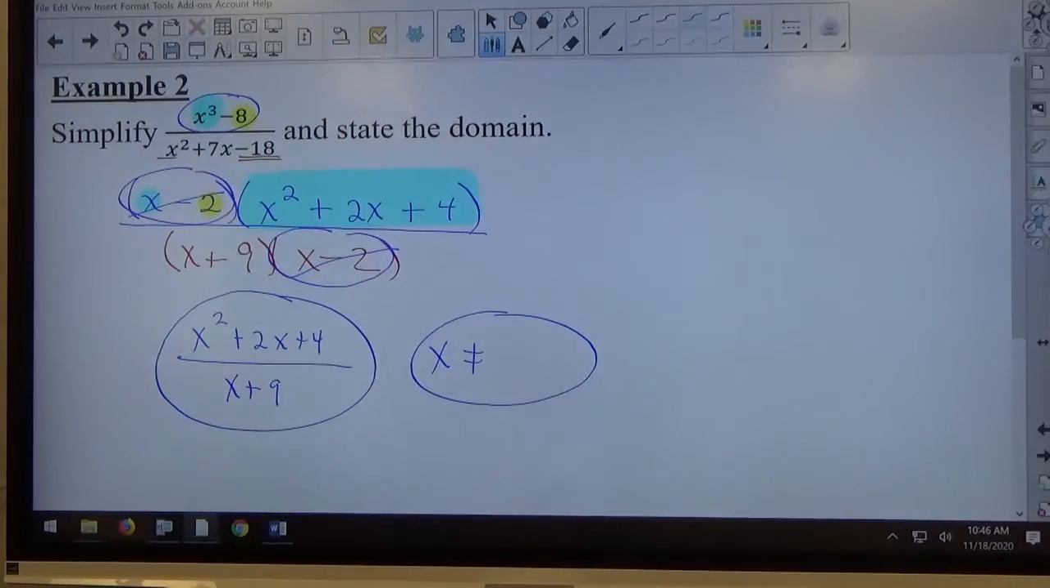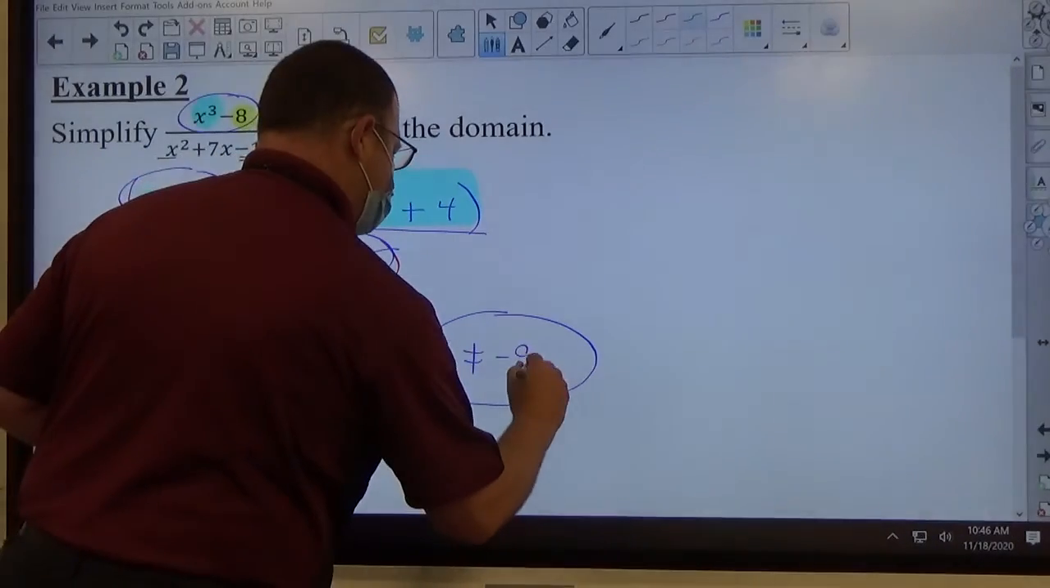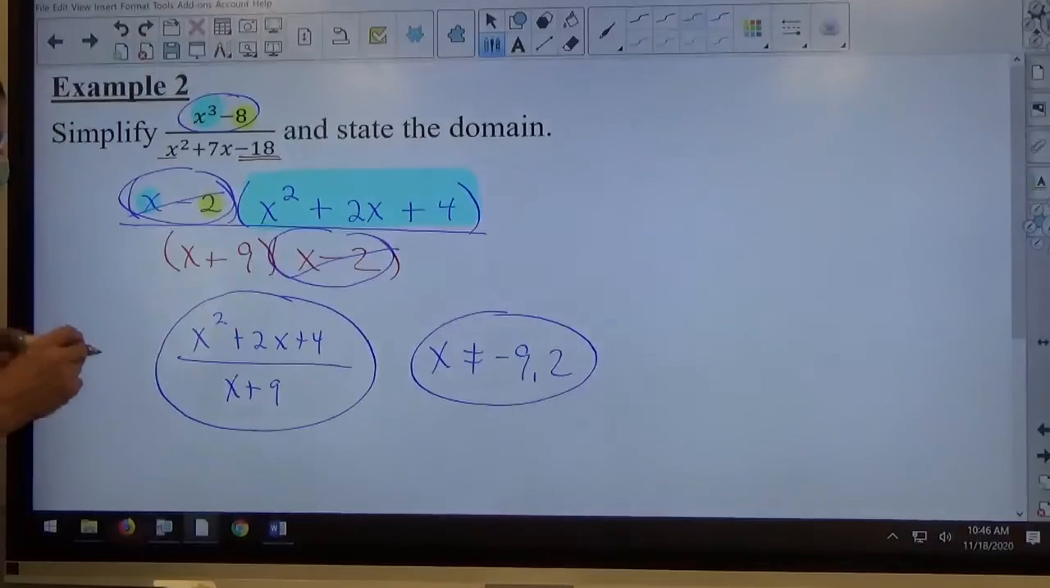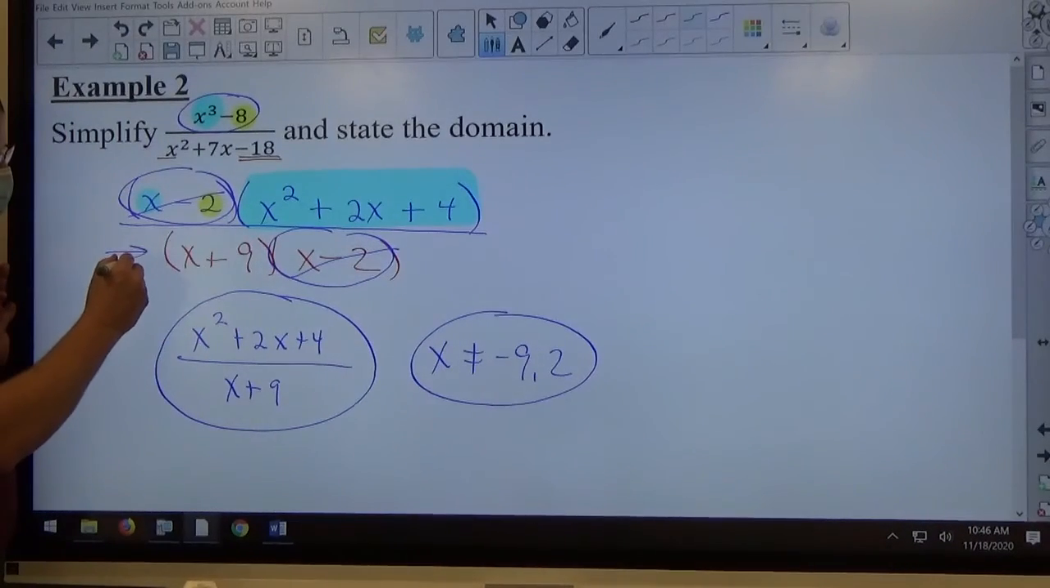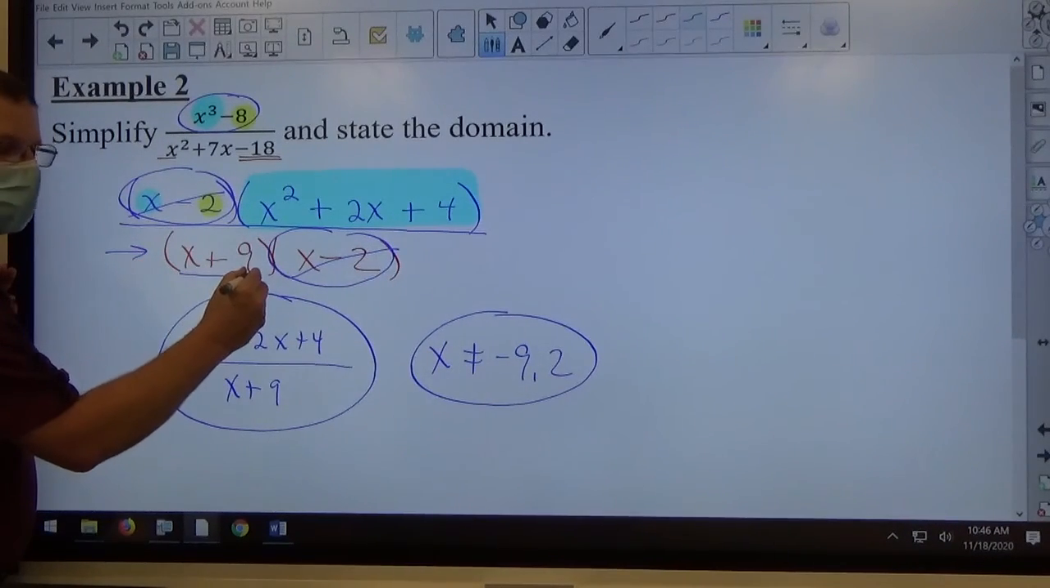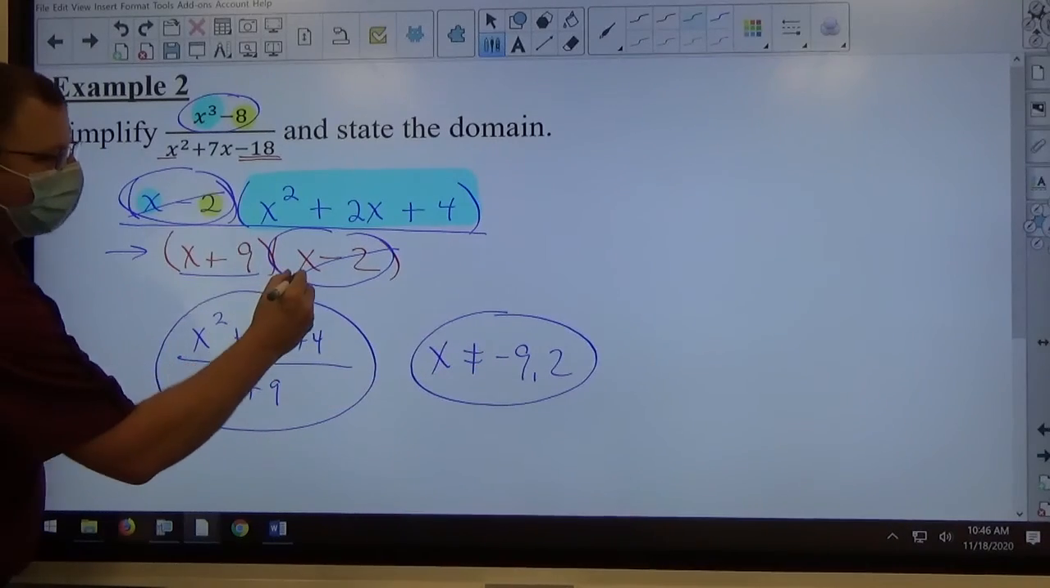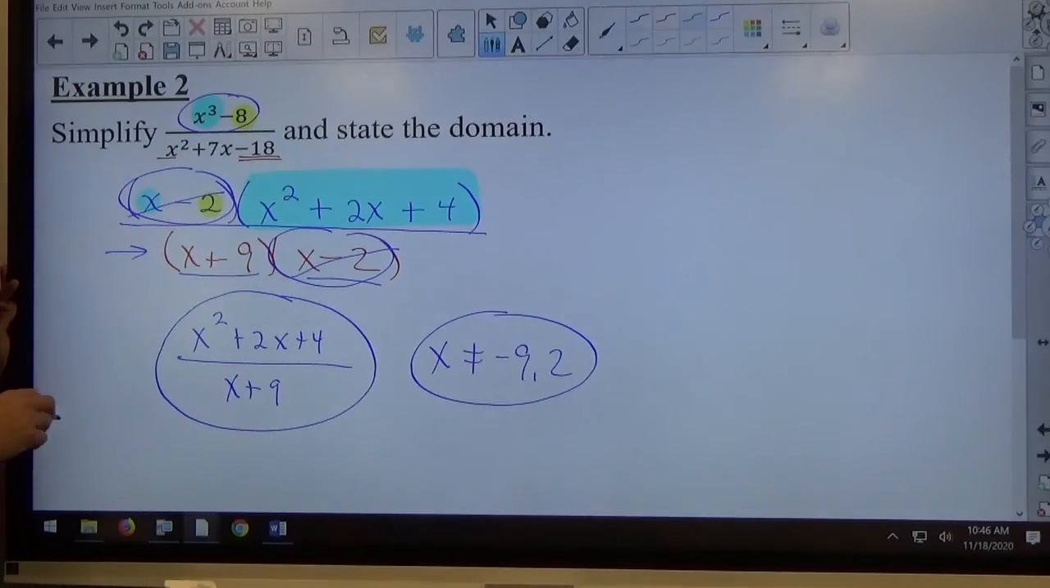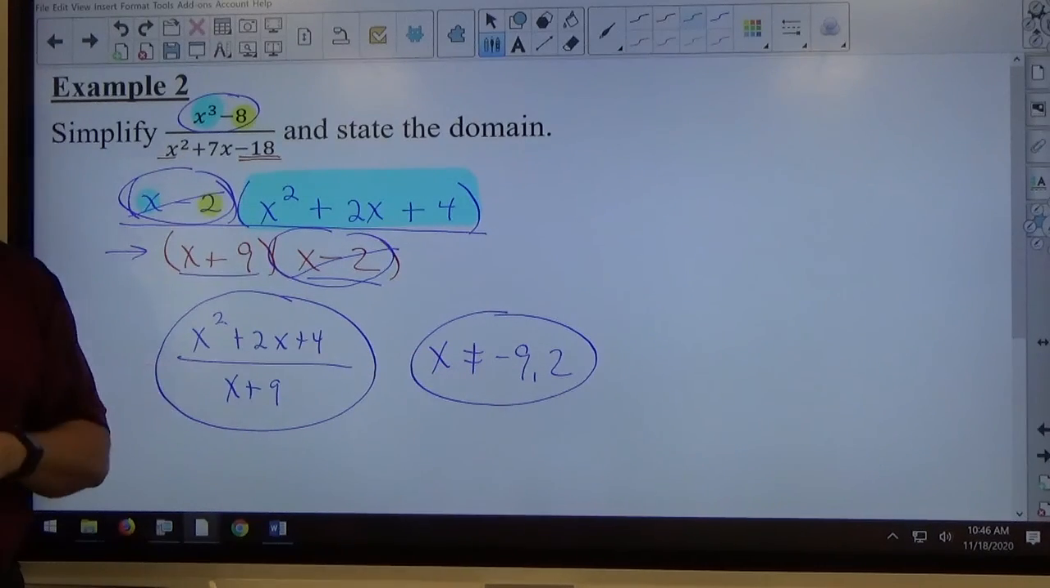Okay, what does x not equal this time? Negative 9 and positive 2. Yeah, go back to the factored form right here. Negative 9 plus 9 is 0, so negative 9 is illegal. 2 minus 2 is 0, so 2 is illegal. Write the simplified form. List the numbers x is not allowed to be.